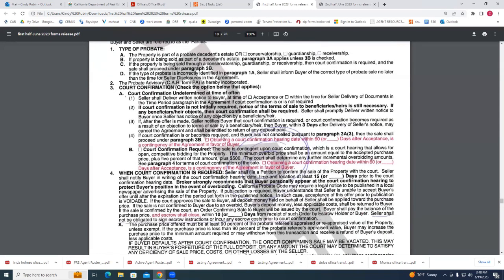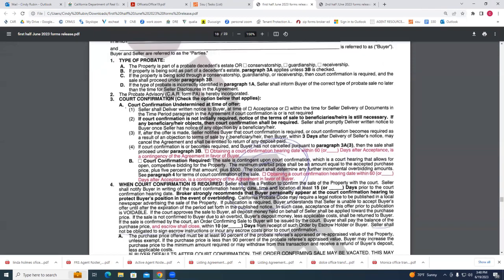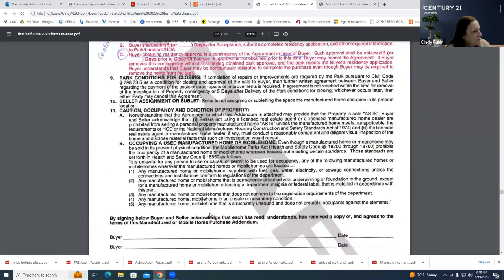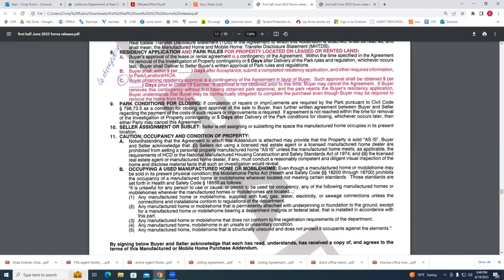Cindy. Yes. Can we go back to that mobile home last sentence? Up here on the top or down here? The red? Letter C, yeah. The last sentence. If buyer removes contingency without first having obtained park approval and park rejects the buyer residency application, buyer understands that buyer may be contractually obligated to complete the purchase, even though buyer may be required to remove the home from the park.